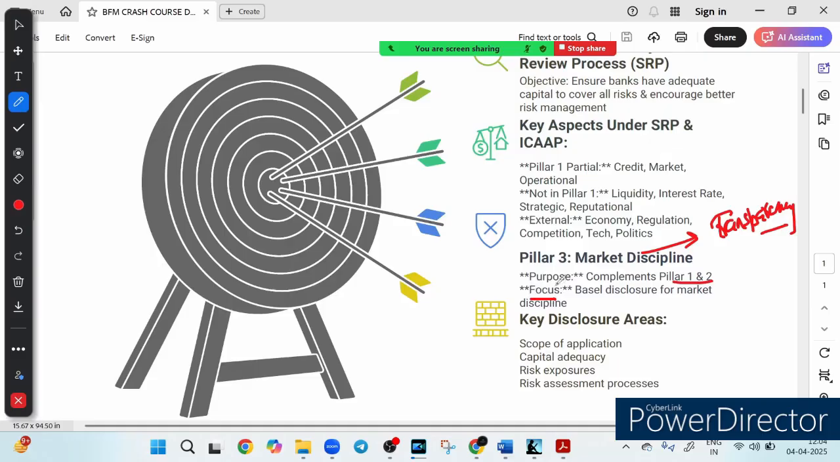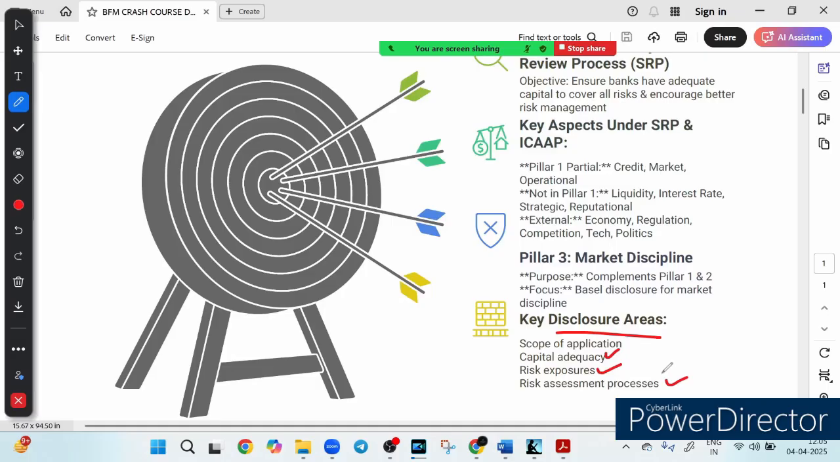What is the focus here? To make critical financial data public, so that market players, from investors to the regulator, can make informed financial decisions. There are some key disclosure areas: a bank must reveal some details about capital adequacy, risk exposure and the risk assessment process, to ensure trust and stability.